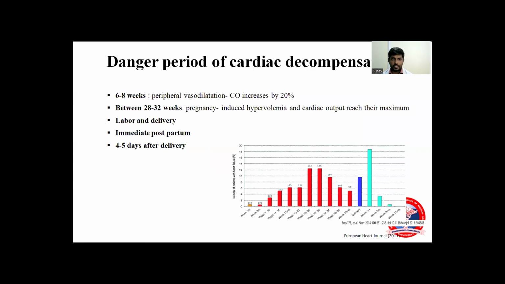During the first 6 weeks, it is due to peripheral vasodilation, causing increased cardiac output by 20%. And between 28 to 32 weeks of pregnancy, there is increased volume and cardiac output reaching the maximum. And as we said, in labor, during, and immediate postpartum, there is autotransfusion causing an increase in cardiac output. And 4 to 5 days after delivery can be because of the infection that can occur in cardiac patients.